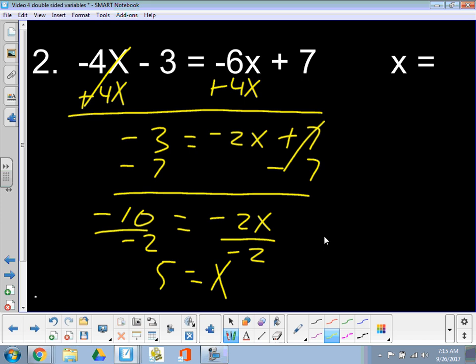In each one of these, when we have variables and numbers on both sides, the first step is really up to you. The only thing that's going to end up different is which side the variable is on and which side the number is on in the end.